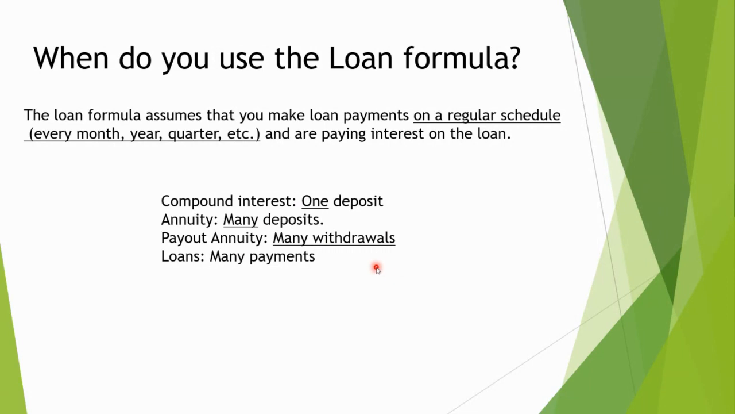And again, like I said before, we're making not just one deposit like we saw earlier, I think it was chapter 4 or 5, when we first saw compound interest. We're doing something a little more realistic. We're doing many deposits or many withdrawals. Or with a loan payment, like a car payment or a mortgage, you're not going to pay it back all at once. We're doing many, many payments.